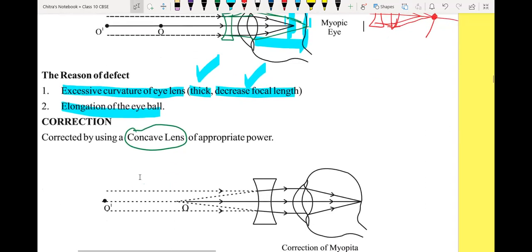See over here, it is shown. This is the concave lens, like the spectacle we use, or sometimes lenses. The light rays were supposed to reach over here, but due to the use of that lens, the light rays are slightly diverged, and then converged by the eye lens on the retina. Then the image forms on the retina, giving a clear image. So this is all about myopia.